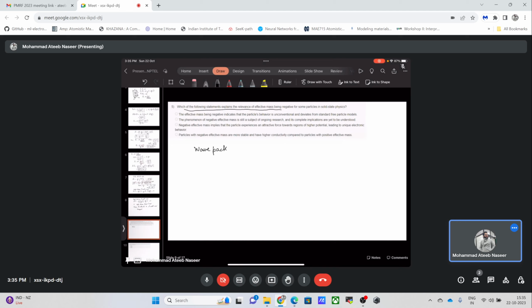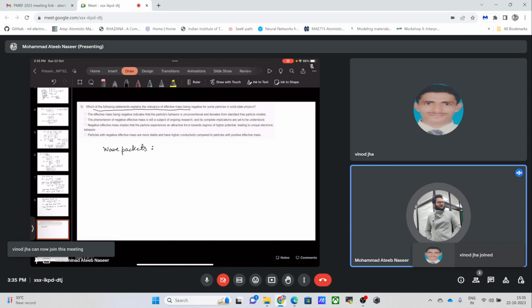Basically, what are these wave packets? These are somewhat related to classical particles, which are localized in a particular space. So what does this wave packet mean? Wave packet simply means, literally, it means that, wait a second.